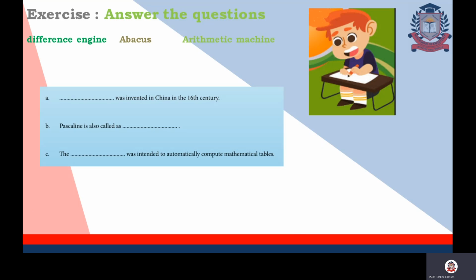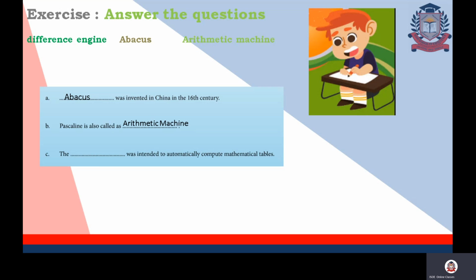Answer the questions. Here they have given the words difference engine, abacus, arithmetic machine. Let's fill in the blanks. Okay, dash was invented in China in the 16th century. Which was invented in China in the 16th century? It's an arithmetic machine or difference engine? Okay, it's an abacus. Very good. The second one, Pascaline is also called a difference engine or arithmetic machine. What is that? It's an arithmetic machine.